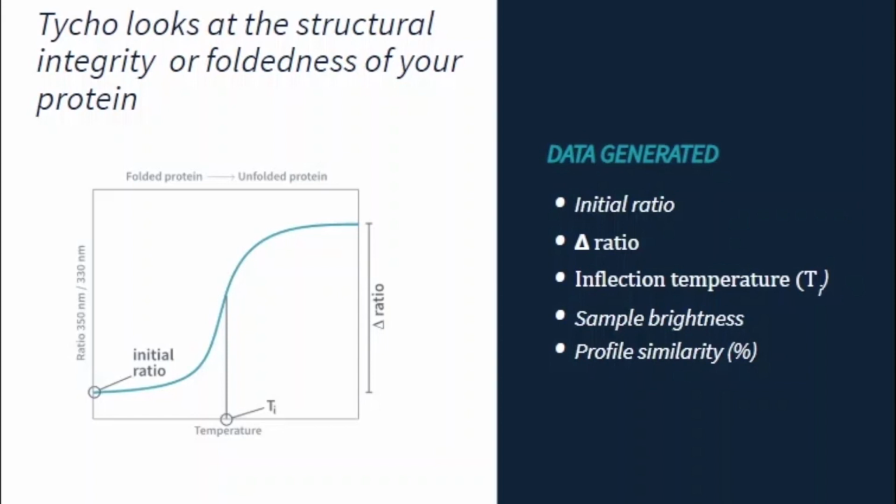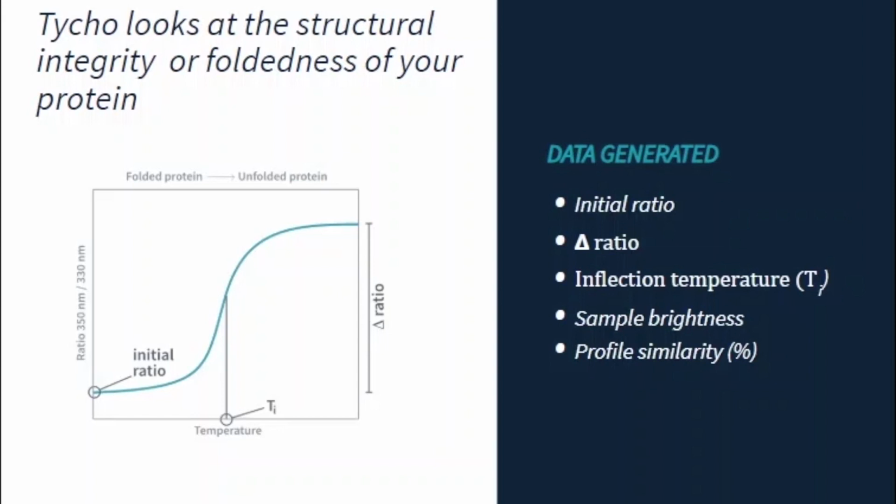The delta ratio is the difference between the ratio reading at the beginning and at the end of the thermal profile. Now, as I mentioned, since we're using this unique thermal ramp of 30 degrees per minute, we don't measure a true Tm by definition. So we actually call this the inflection temperature, or Ti. And this is essentially the midpoint of the unfolding event from folded to unfolded as you're providing that thermal ramp.